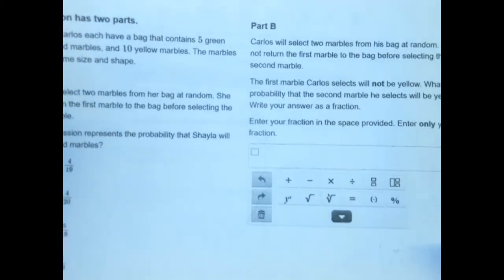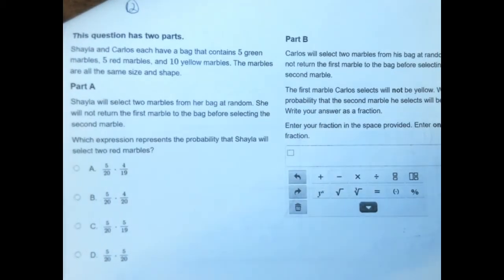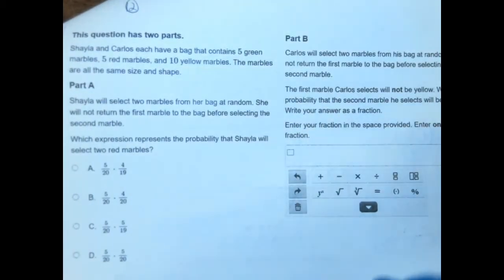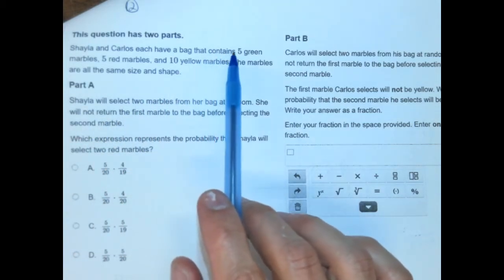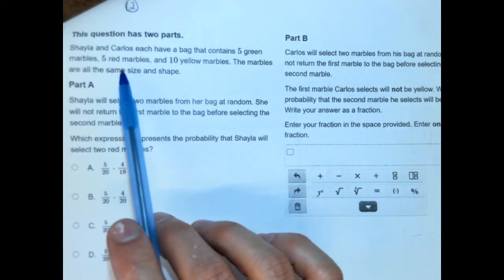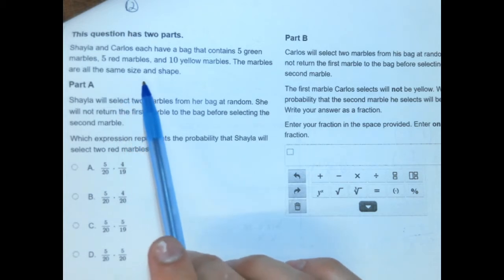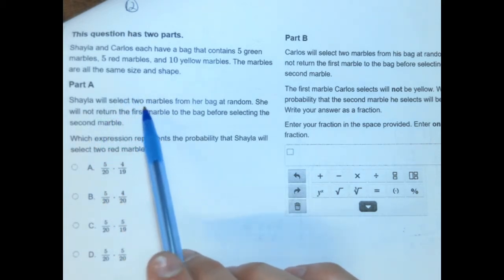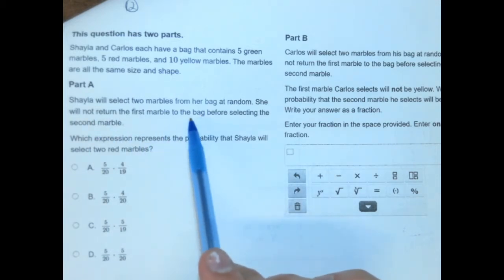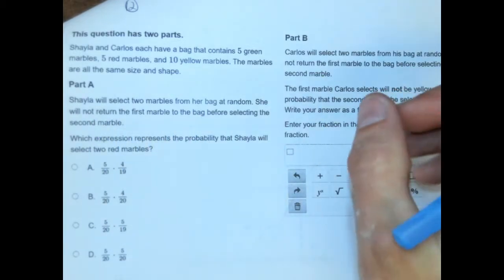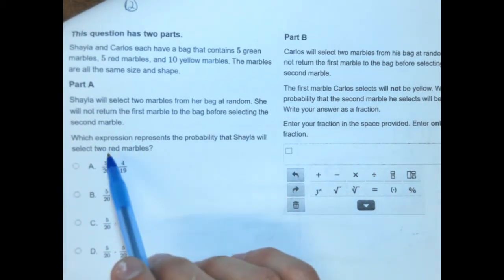I believe this is a two-parter. Yeah, it is. Okay. This is the probability problem. So this question has two parts. Shayla and Carlos each have a bag that contains 5 green marbles, 5 red marbles, and 10 yellow marbles. The marbles are all the same size and shape. Shayla will select 2 marbles from her bag at random. She will not return the first marble to the bag. So she takes a marble out of the bag and does not replace it. Which expression represents the probability that Shayla will select 2 red marbles?